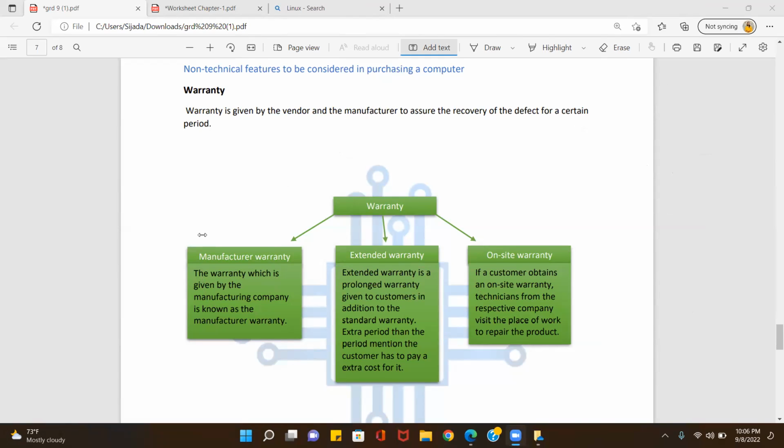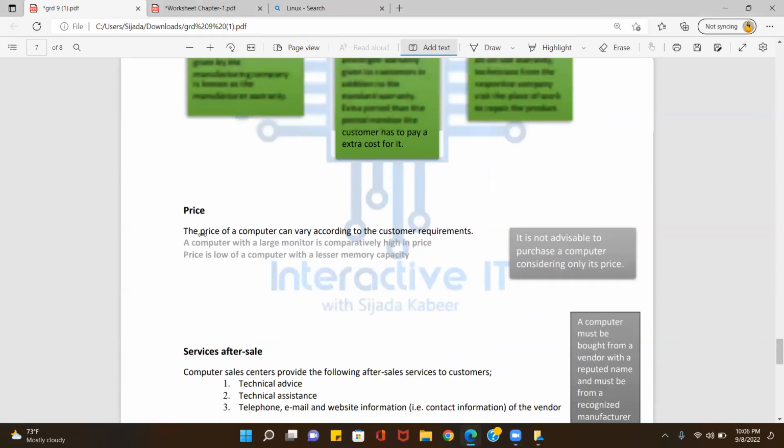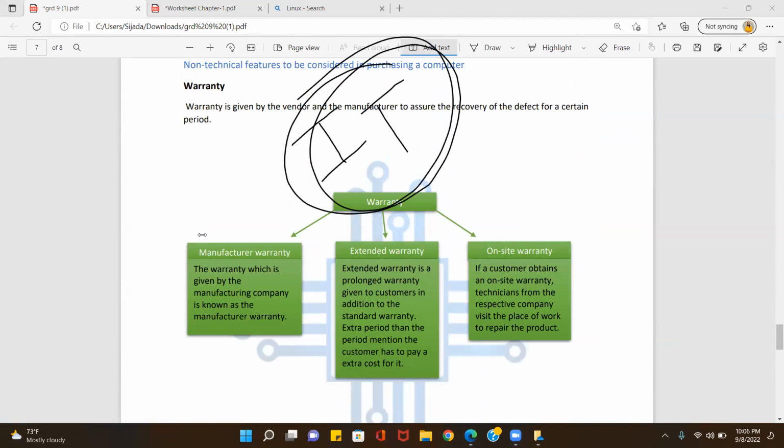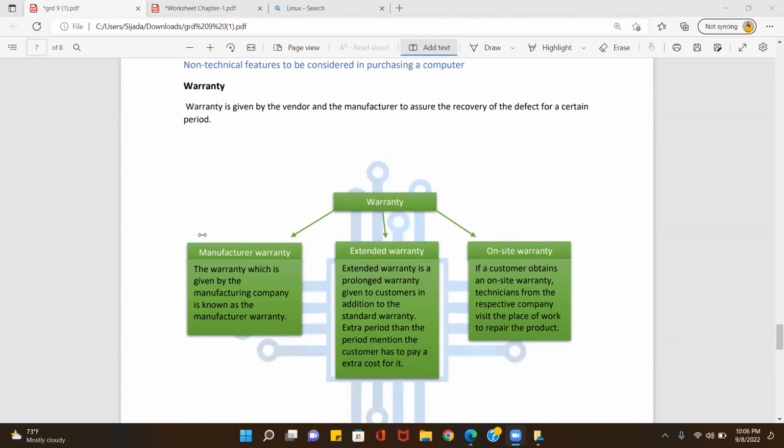Understood what on-site warranty is? Where did I buy the Apple phone from? Abans, the shop or site that I'm buying the device from. If they are giving me a warranty, say I bought my phone from Liberty Plaza, from a particular shop called, say, IT shop. So this IT shop giving me a warranty is called on-site warranty.